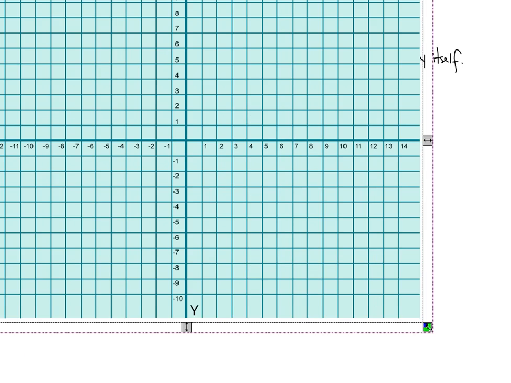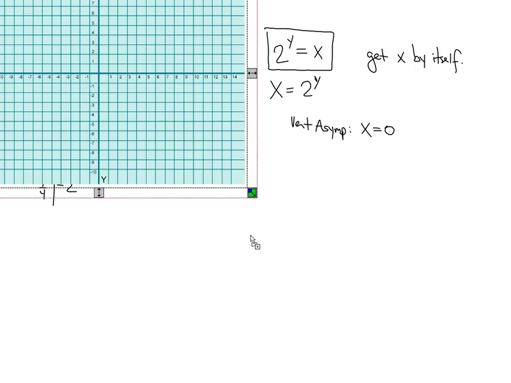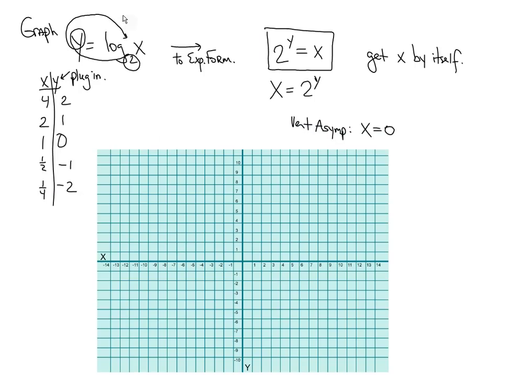So do you see that although these are different, they're inverses of each other, they work very much the same? X equals 0 is my asymptote. That's right here. So now we have vertical asymptotes instead of horizontal. Now I plug in my points. 4, 2, 2, 1, 1, 0, a half, negative 1, a quarter, negative 2.